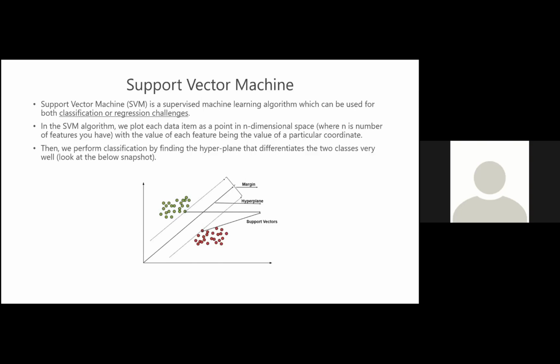Even in SVM, all the points are plotted in n-dimensional space, where n is the number of features that we have. The classification is usually done by finding the right hyperplane which differentiates between the 2 classes or multiple classes. Here, for simplicity, we are considering only 2 classes, and the goal of an SVM is to plot a hyperplane. The line which I'm hovering on is called the hyperplane. This hyperplane should divide these 2 classes in a more effective way.